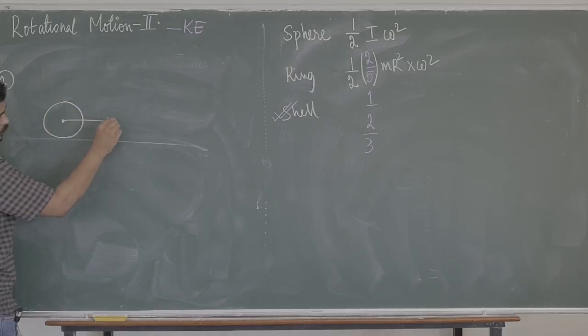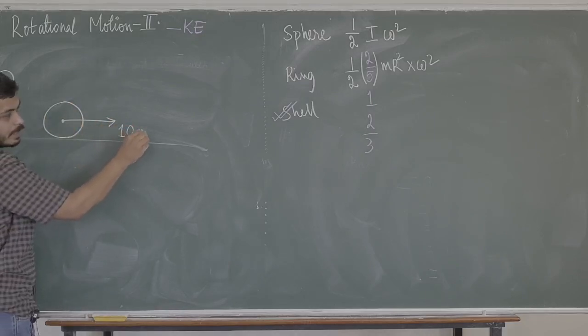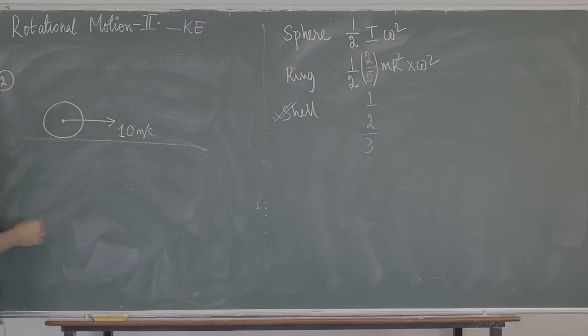The disk is moving in a straight line with a speed of 10 meters per second. Let us say the mass of the disk is equal to 4 kgs, and the radius of the disk is equal to 1 meter. All of these values are given. Let the angular velocity of the disk be equal to 2 radians per second.